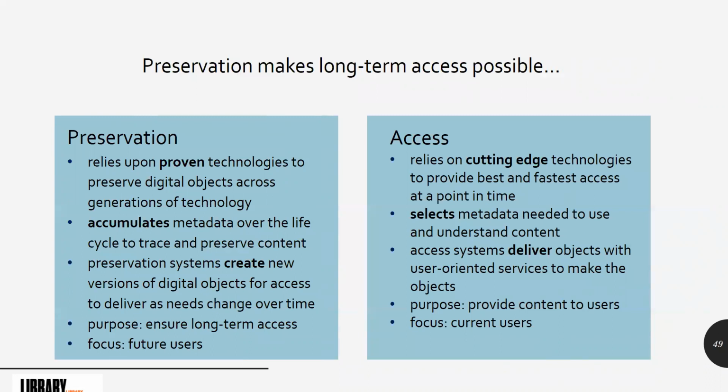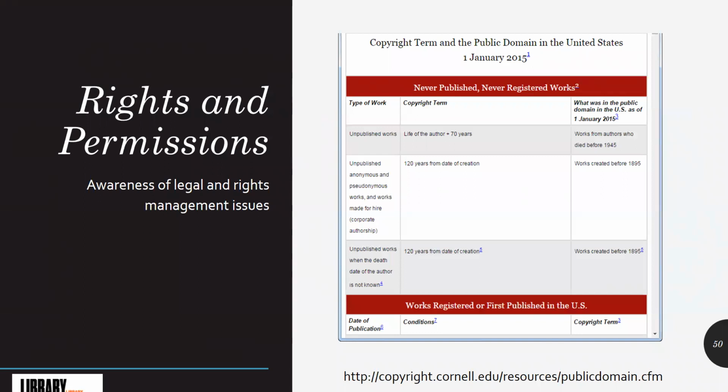And of course, we cannot have a conversation about access without somewhat talking about rights and permissions, or at least having an awareness of what those issues may be. A great resource, if you have not visited before, is the copyright chart that Cornell maintains. That is the copyright term in the public domain for the United States that helps you determine what the copyright status of a published work would be. So that can be very helpful going forward. If you don't have copyrights to make something public, when would you have copyrights to make something public? And is that worth preserving that content as you go forward?